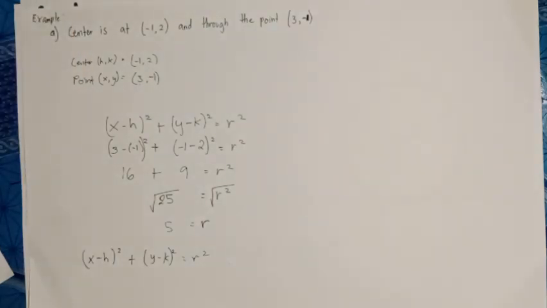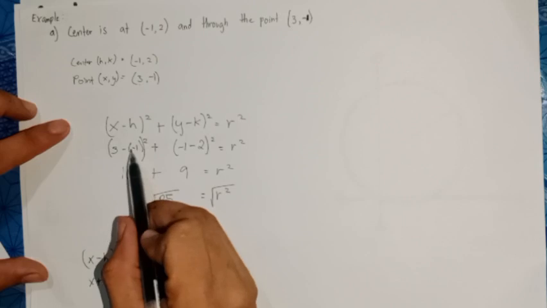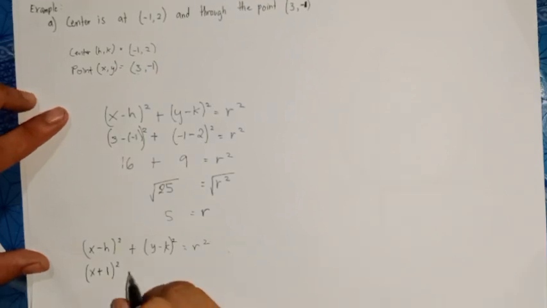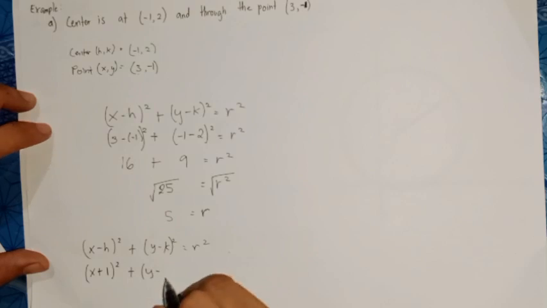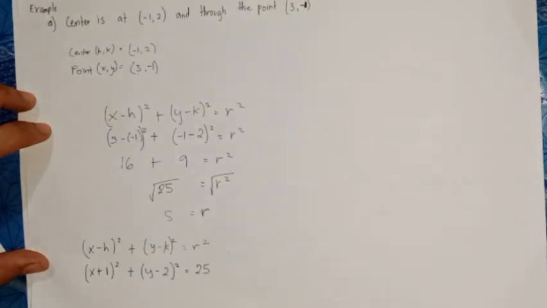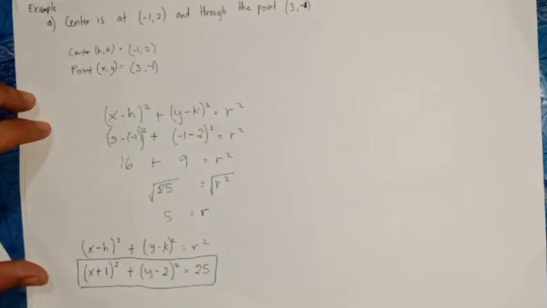Now, in the standard equation, since h is negative and negative times negative is equal to positive, we have positive 1, so (x plus 1) squared plus (y minus 2) squared, since k is 2, is equal to r squared, which is 25. This is now the equation of the circle by this given condition.